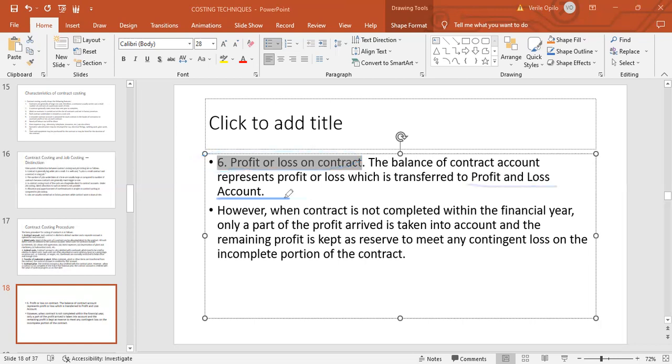Once you have obtained the profit or loss in the contract account, it is going to be transferred to the statement of profit or loss. So every financial year, the company will be computing what we call a notional profit.